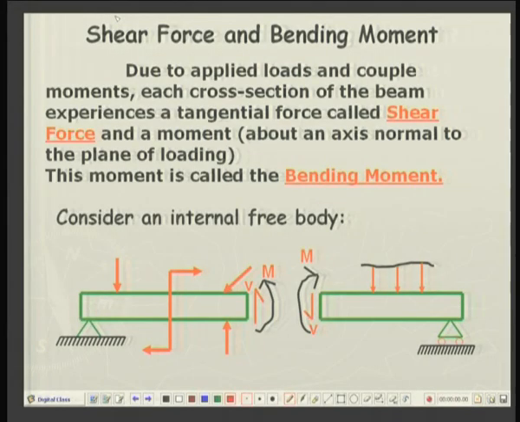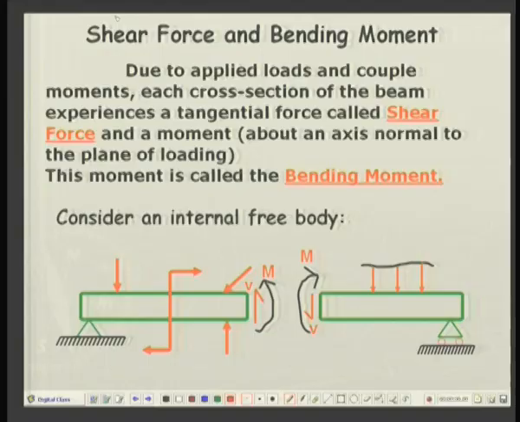Now, in the analysis of beams, we will introduce a very important concept, namely the concept of shear force and bending moment. Now, since the applied forces are transverse, we have to see how they are to be withstood. That is, they will produce two types of reactions from the beam. One will be the shear force, a tangential force, and the other will be a moment called the bending moment.